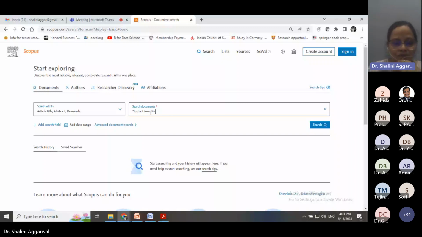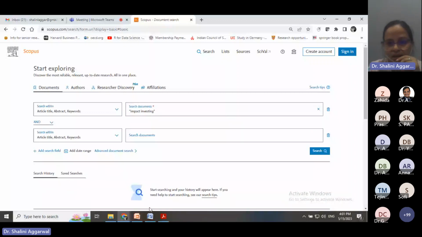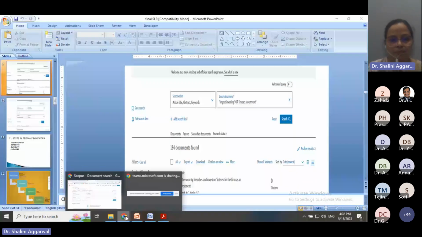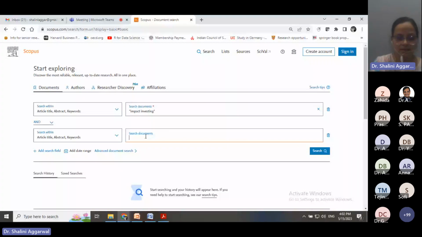Okay, so how do you write search documents? You have to put your topic in double quotes, right? Next, let's say impact investing is not the only word. What we can do is add impact investment, because in some papers it is written as impact investment as well. So you write it like this and put an OR between them.